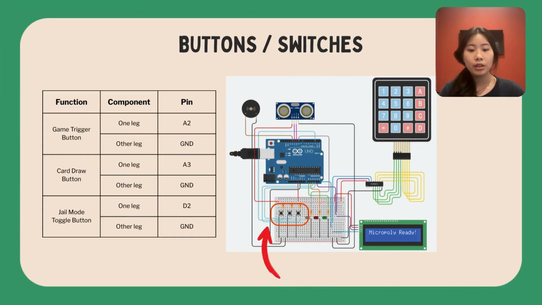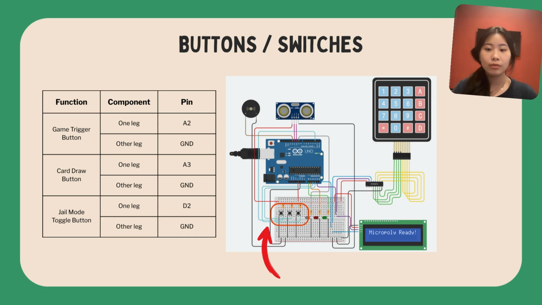The buttons and switch. For the game trigger button, one leg will connect to pin A4 and another will connect to ground. For the card draw button, one leg will be connected to A3 and another leg will be connected to the ground. And the last one, the cell mode toggle button, one leg will be connected to pin 2 and the other leg will be connected to the ground.